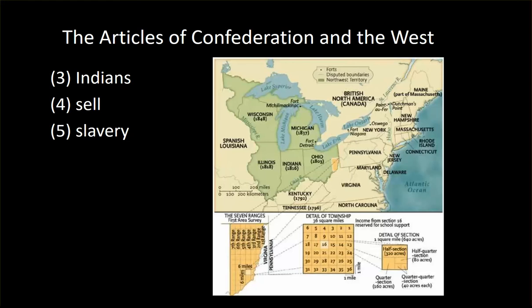The Ordinance of 1784 set up the stages of self-government for the West. That ordinance said that the Northwest region, which is the area in green here on the map, would be divided into districts, and the districts would be governed by Congress. But as settlers move into those districts, as the population there grows, they will be able to take these steps toward becoming states.